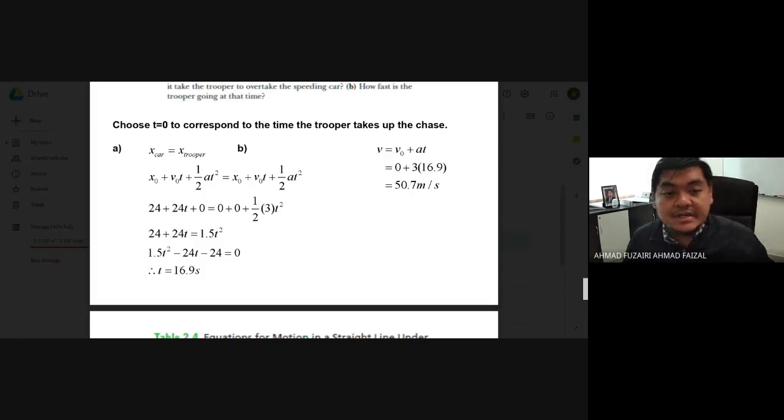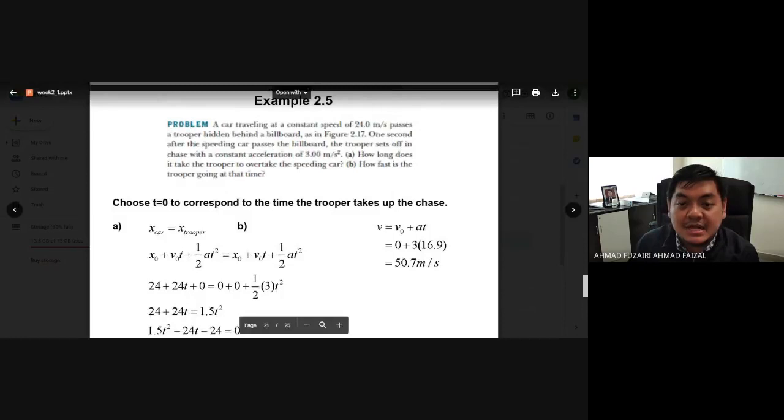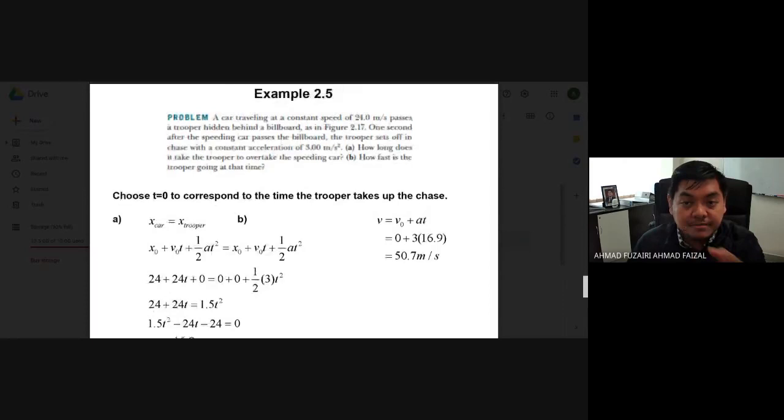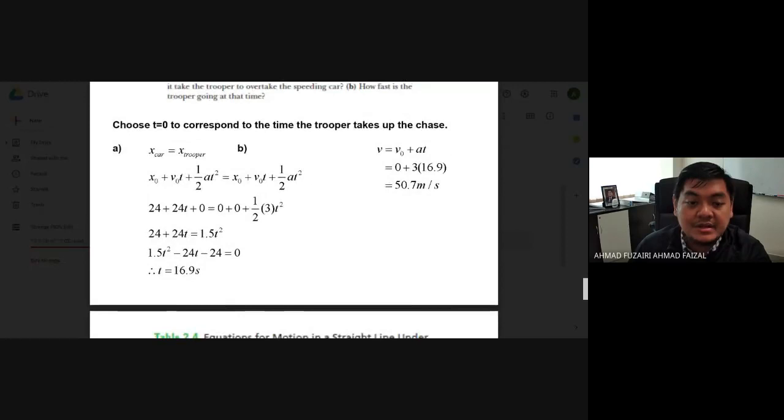Okay, so look at the values. The x naught, the second line at part A, now try to imagine, on the third line, x naught will be 24. How do we know 24? In the question, there are no 24 meters, it doesn't give any hint to you. But there is 24 meters per second inside the question. And how can we relate 24 meters per second to the displacement?